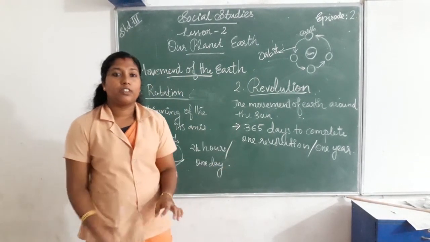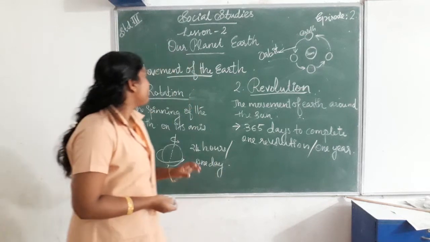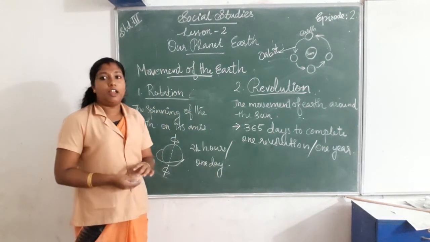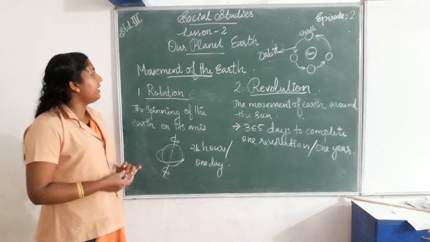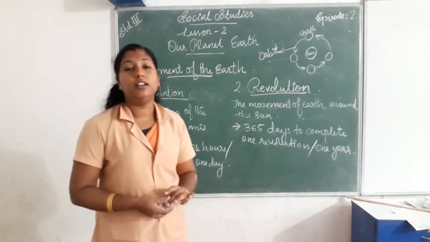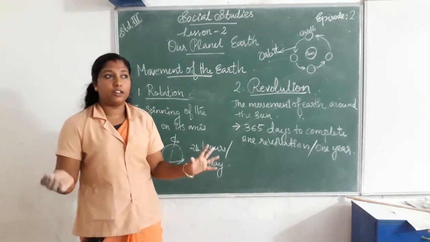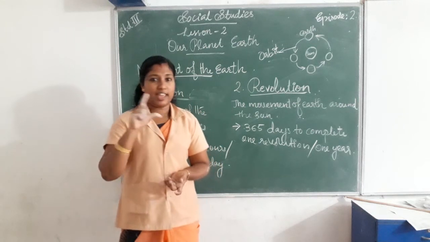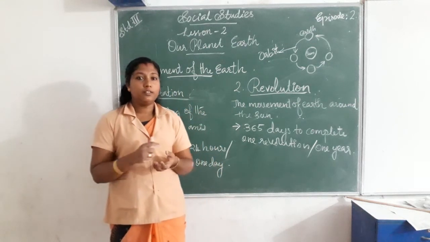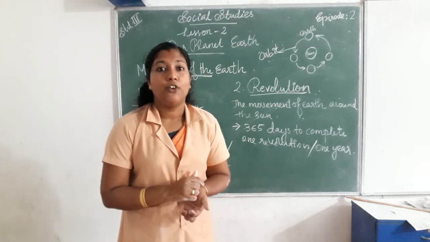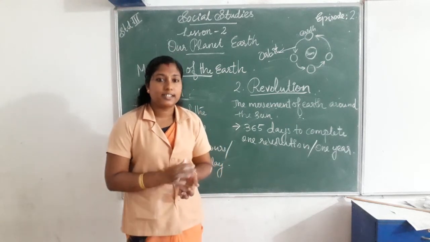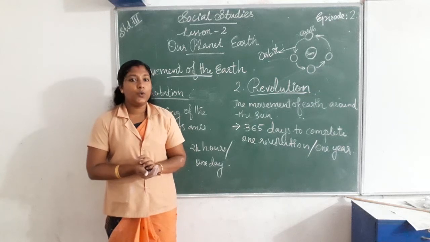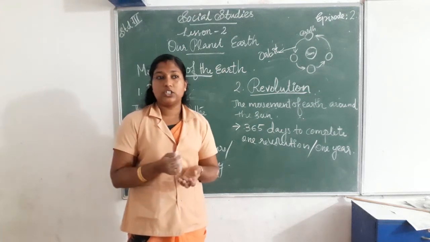Okay students, I conclude my class. Today we learned about our planet Earth. First of all, we learned the shape of the earth. The shape of the earth is round. It looks like a ball. Who discovered the earth is round in shape? Ferdinand Magellan discovered the earth is round in shape.